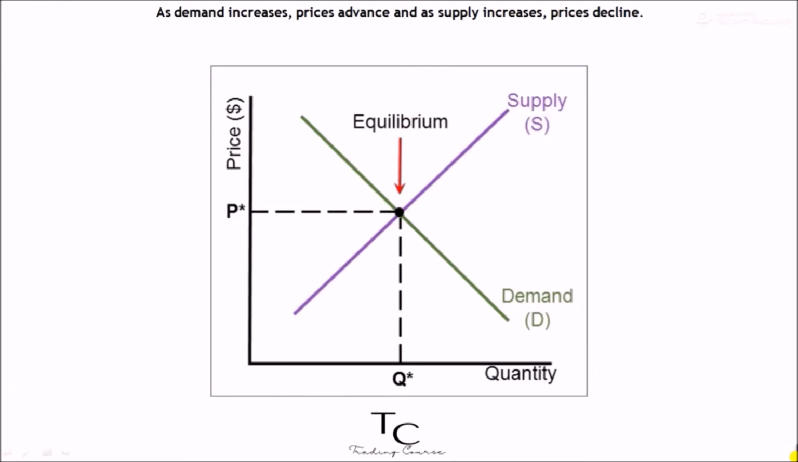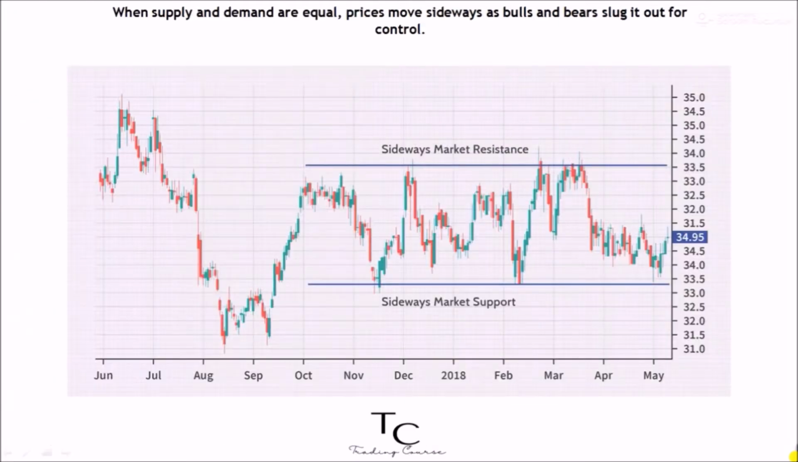As demand increases, prices advance, and as supply increases, prices decline. When supply and demand are equal, prices move sideways as bulls and bears slug it out for control.